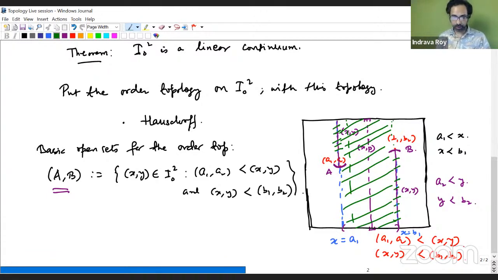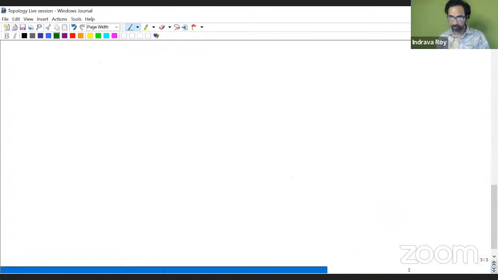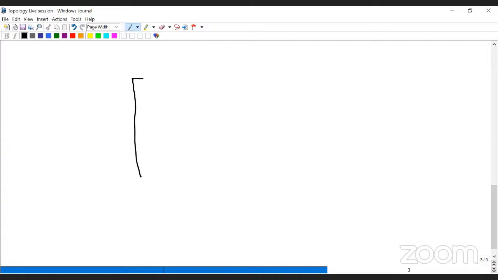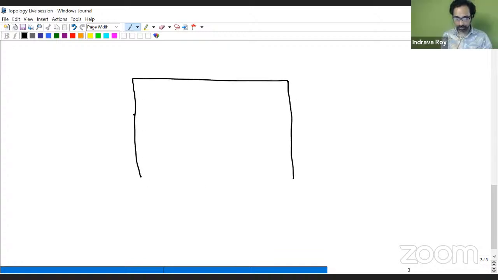So how is this Hausdorff? Maybe if we prove it's Hausdorff, it will become clearer how things work, right? So let's try to see how it is Hausdorff. Hausdorff means distinct points can be separated by disjoint open sets. Exactly. So let me draw another picture.